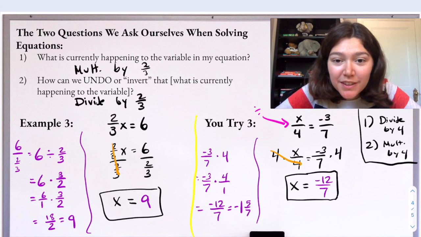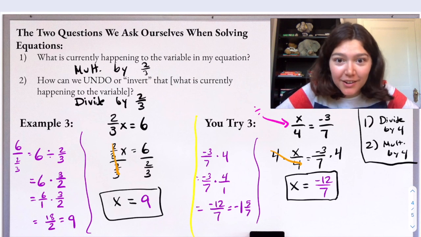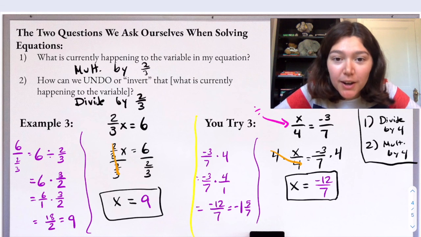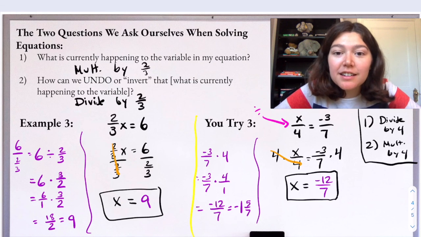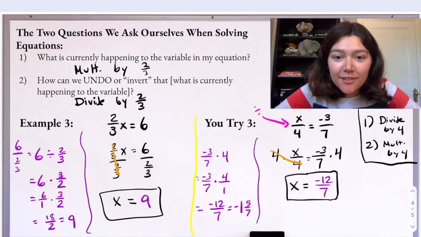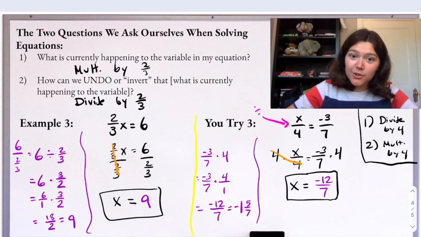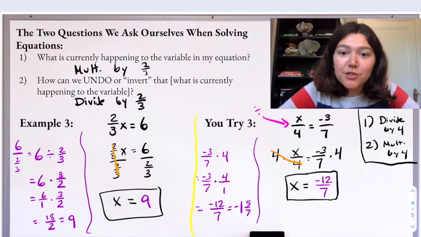Always, when we're solving these equations and lots of others the entire year, we'll be asking ourselves, what is happening to the variable and how do we undo it? That is the core idea of algebra, is being able to undo what's happening to the variable in order to find our solution, the value of a variable that makes the equation true. All right, awesome, great job, everyone.